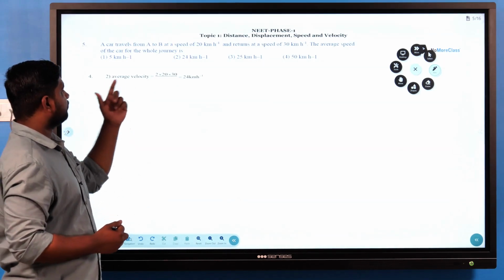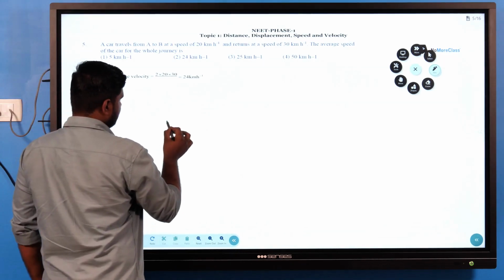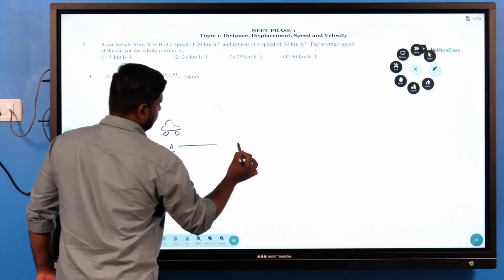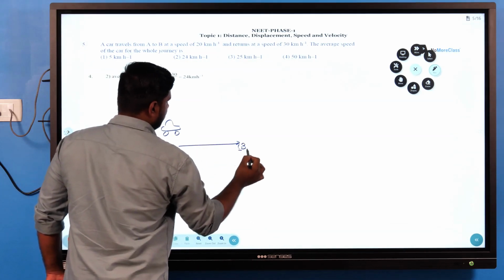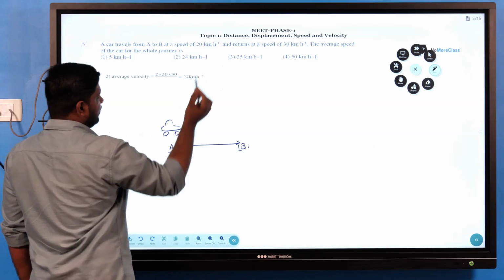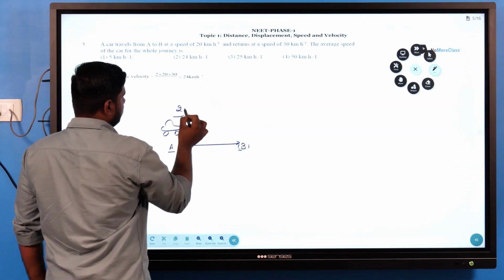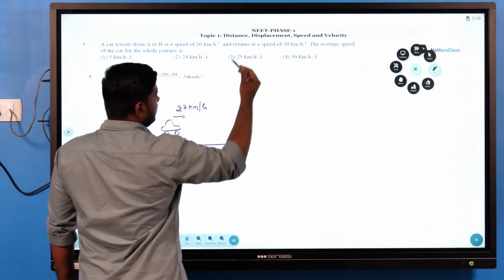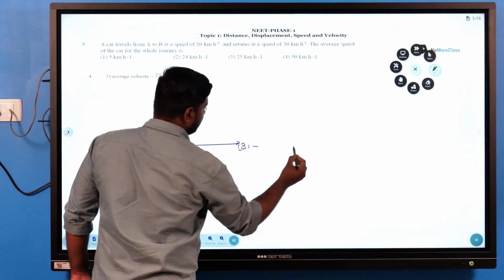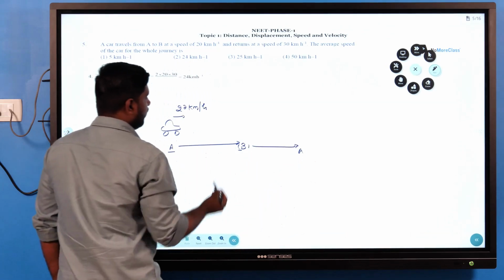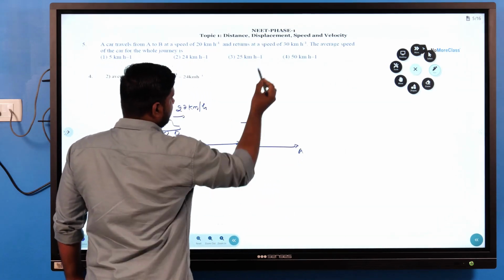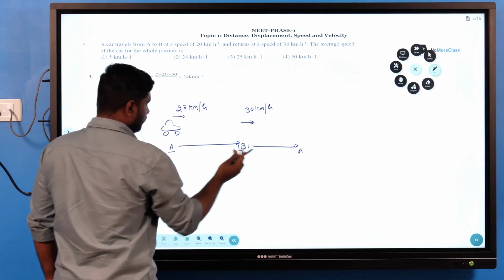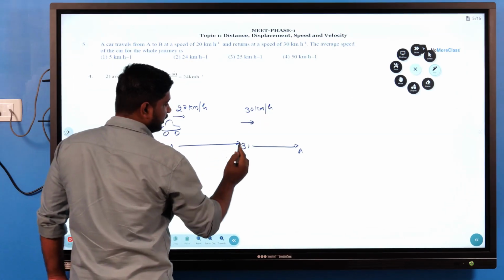A car travels from A to B. So here is our car, A to B. The car travels from A to B at a speed of 20 kilometer per hour and returns at a speed of 30 kilometer per hour. We know that it is going from A to B and then B to A.